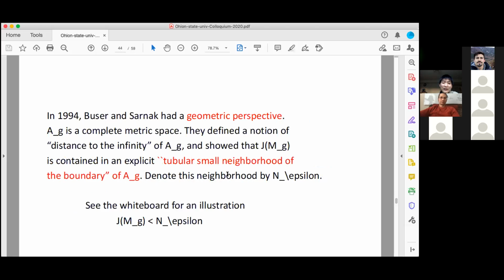Looks difficult. Then in 1994, Buser and Sarnak had a geometric perspective. They said AG is a complete metric space. They defined the notion of distance to infinity. Well, this must be normalized since in a complete space the distance to infinity is infinite. And they show that the Jacobian locus is contained in an explicit tubular neighborhood, a small neighborhood of the boundary. I denote this neighborhood by N epsilon. So let me show you on the whiteboard.